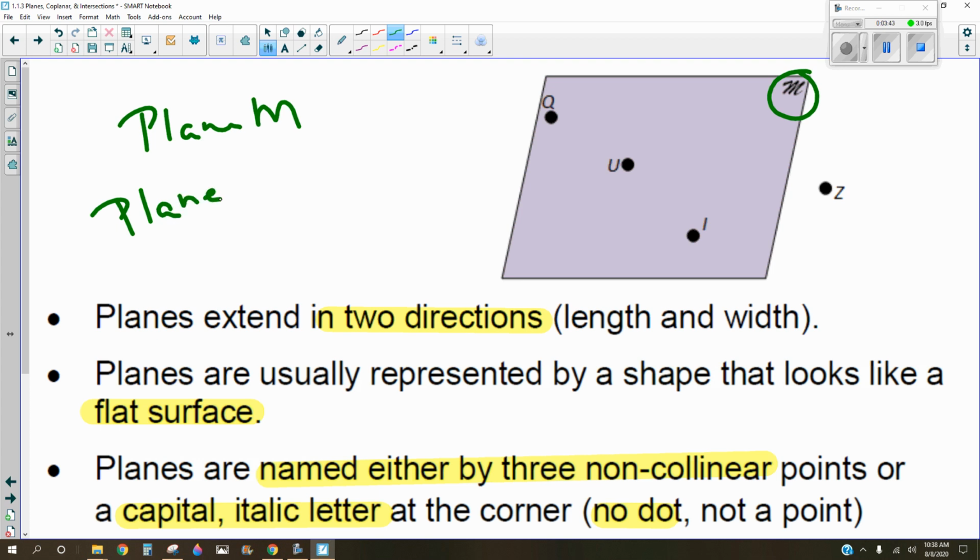And then we list three points on that plane as long as they don't completely line up. And it's really hard to see, but Q, U, and I don't really line up. If I were to draw a straight line, U would be off a little bit. So I would call this plane QUI. Okay? So we pick three letters or the capital in the corner. The Z is off the plane, and we'll talk about what to call him in a little bit.